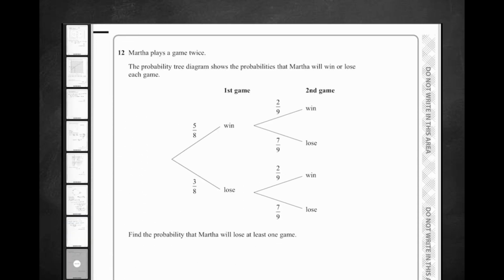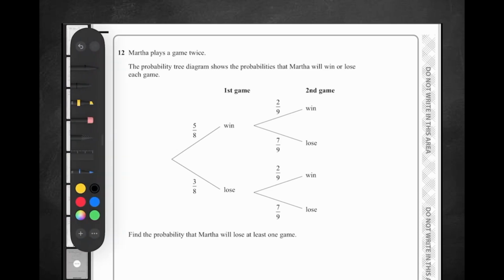Question 12. Martha plays a game twice. The probability tree diagram shows the probabilities that Martha will win or lose each game. Find the probability that Martha will lose at least one game. So lose at least one game. So this first scenario at the top, where she wins and then she wins again, we don't want that. So then second scenario, she wins and then she loses, we do want that. She loses and then she wins, we want that, and she loses when she loses, we want that.